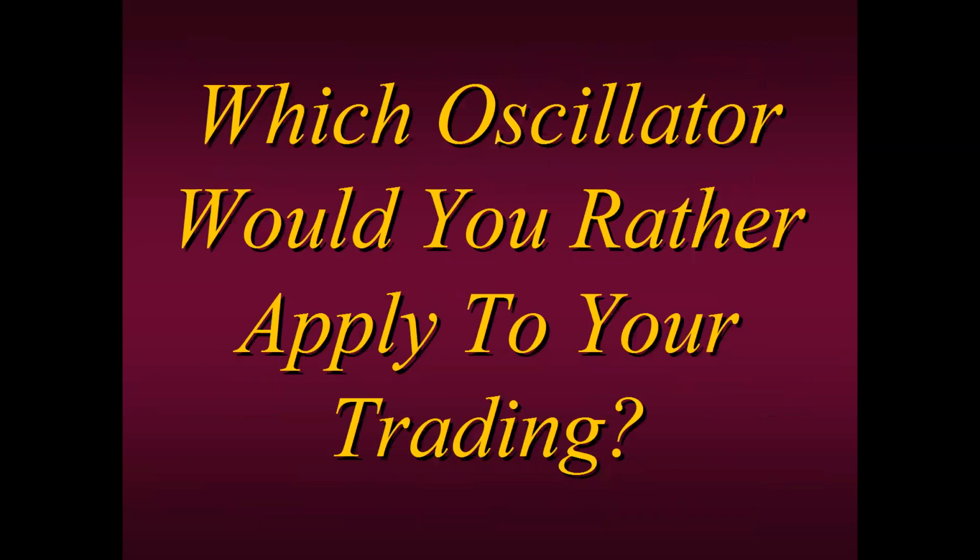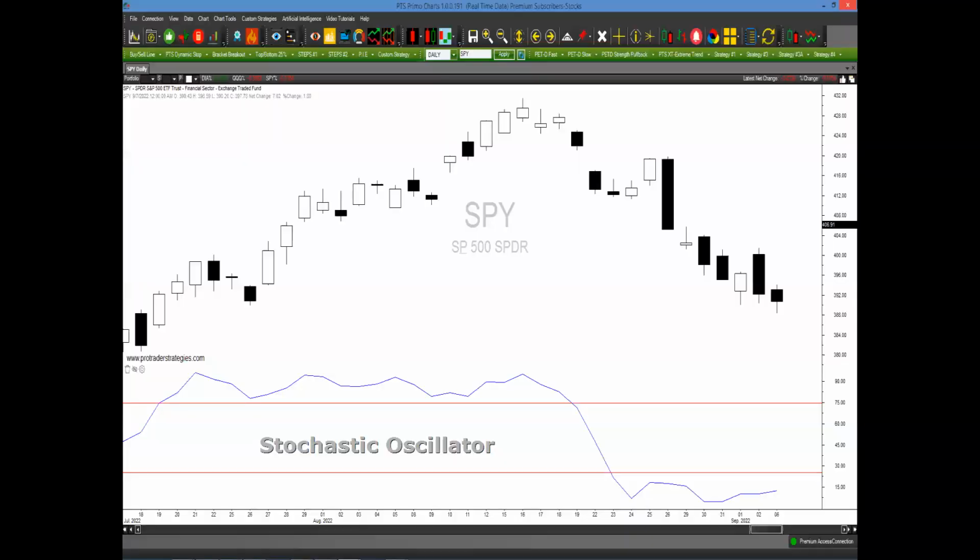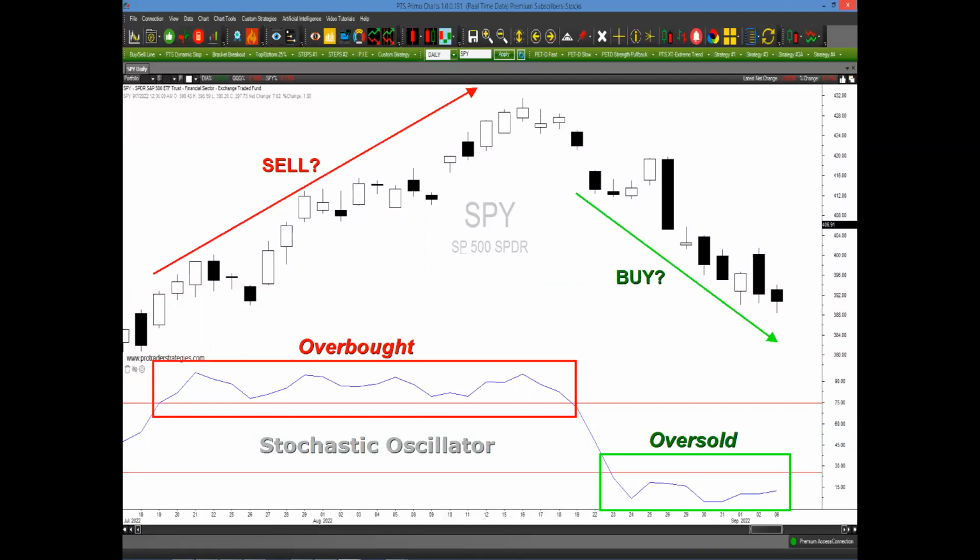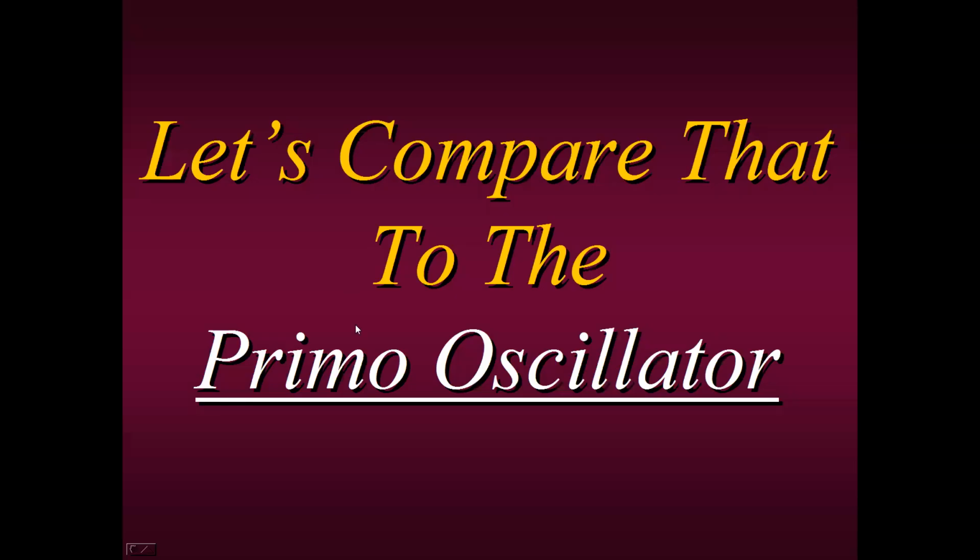So let me ask a question. As we look here at some displays, which oscillator would you rather apply to your trading? So now let's look at that old chart again. We looked at the spiders. Remember the so-called overbought area, the so-called oversold area using the stochastic oscillator. How well would it have helped us? We would have basically lost a lot of money or left a lot of money on the table. Let's see when we apply the Primo oscillator how it could have changed things. Let's compare that now to the Primo oscillator.